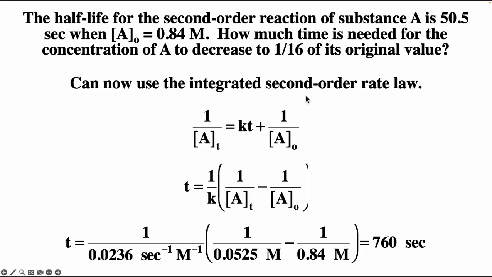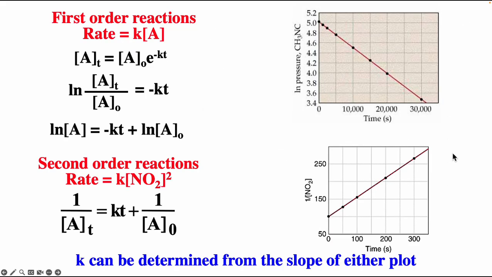And so we can use the integrated second order rate law. So we have this. We can solve for t, gives us this. And then we plug in the k we just calculated, our concentration at time t, our initial concentration, and I get 760 seconds.